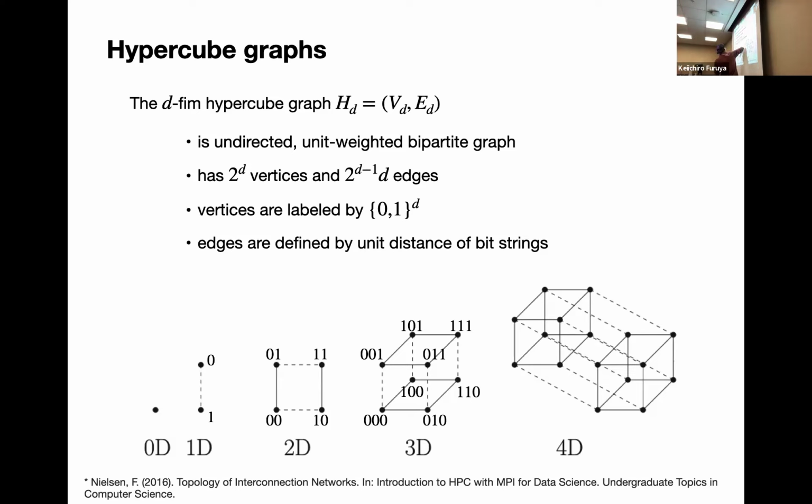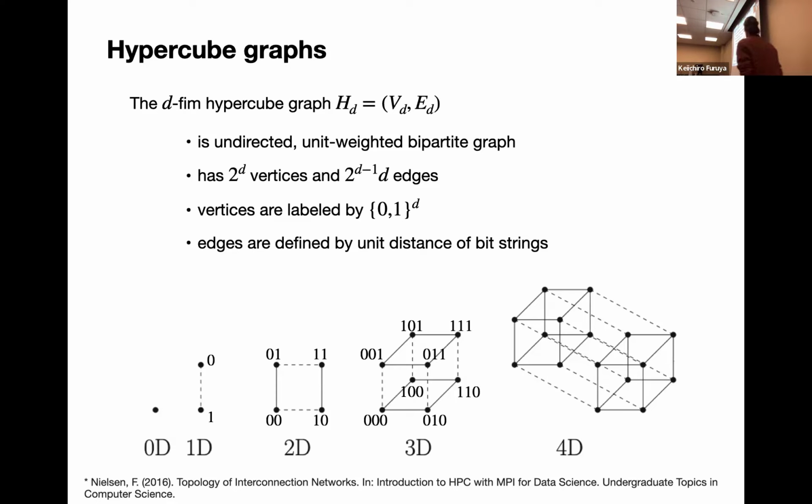Bipartite means you can always find a bipartition of the vertices, so the graph doesn't contain an odd cycle. For example, the square is obviously a bipartite graph, but a triangle graph is not bipartite. Every edge corresponds to Hamming distance 1. Exactly.